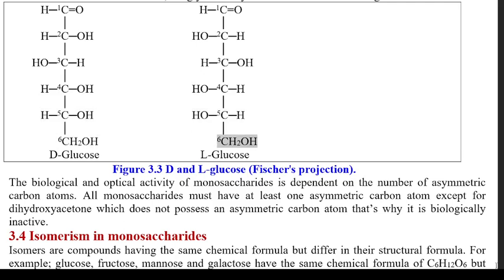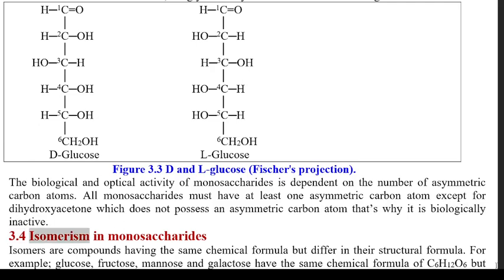D-glucose, L-glucose. Figure 3.3 D and L-glucose, Fischer's projection. The biological and optical activity of monosaccharides is dependent on the number of asymmetric carbon atoms. All monosaccharides must have at least one asymmetric carbon atom except for dihydroxyacetone, which does not possess an asymmetric carbon atom, that's why it is biologically inactive.